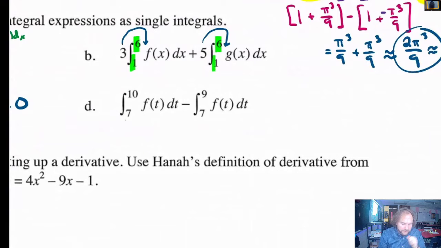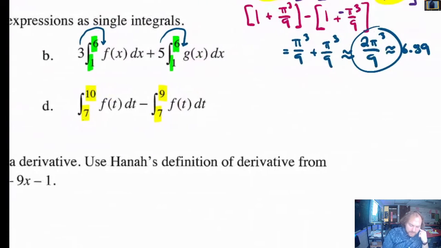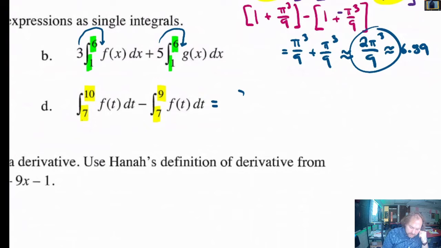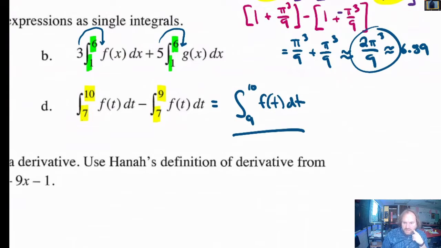You're just going to take the integral from 7 to 10 and subtract the integral from 7 to 9. And that's going to leave you with the integral from 9 to 10. It's like 3 minus 2, if you think about it. It's the integral from 9 to 10, that's what's left of f of t dt. That's all I really have to say about that question.